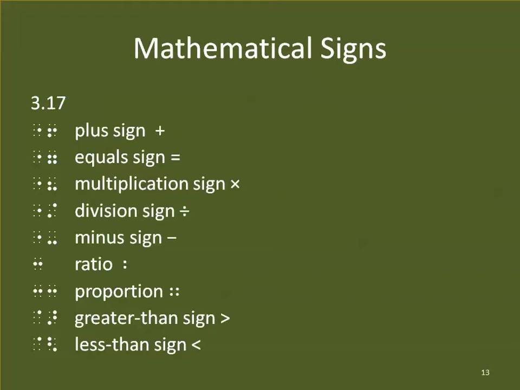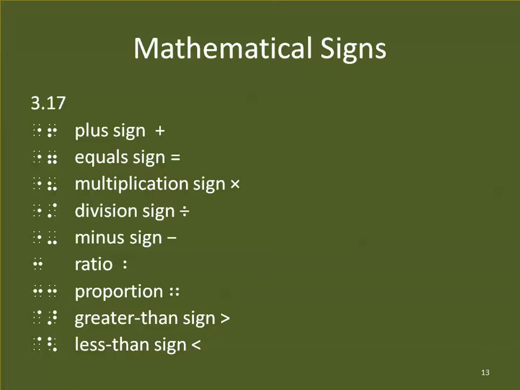We have some mathematical signs which are very different than what we've had before. And again, for Nemeth users, use your Nemeth signs when you are in Nemeth, but when you are not in Nemeth, when you are in UEB, use these. And you would use these for literary context. I'll show some examples in a bit. But for now, we have a new plus sign, equal sign, multiplication sign, division sign, minus sign. Those all start with a prefix of dot 5.